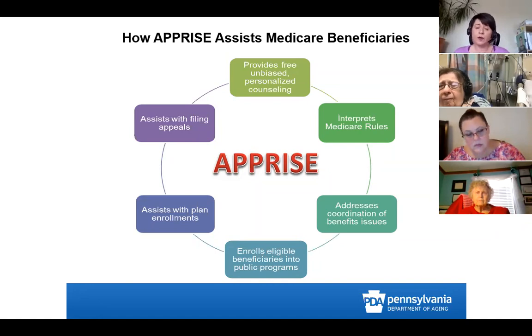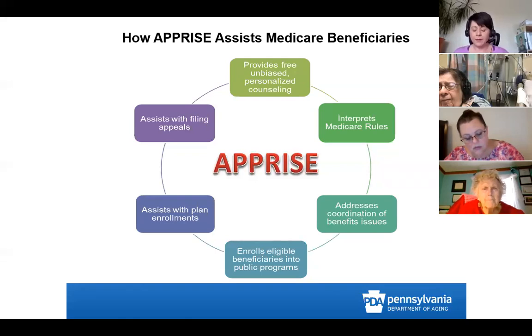We can also explain to them the complexities of Medicare and health insurance, as well as address any issues they may have in relation to what's known as coordination of benefits. That would be something like, if I had Medicare and an employer plan at the same time, how would they work together?